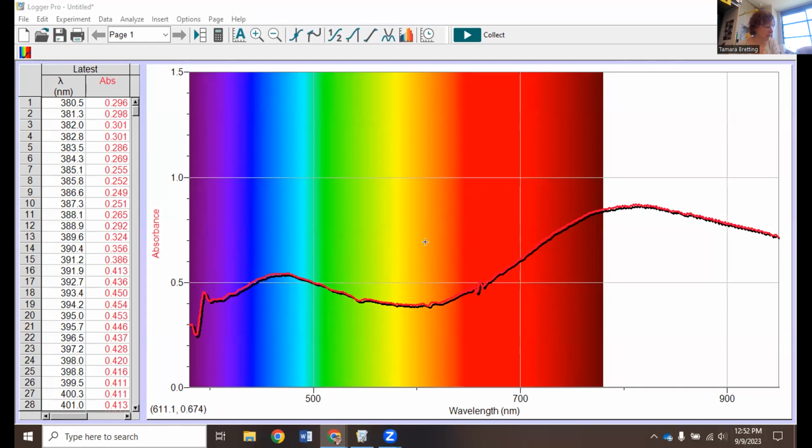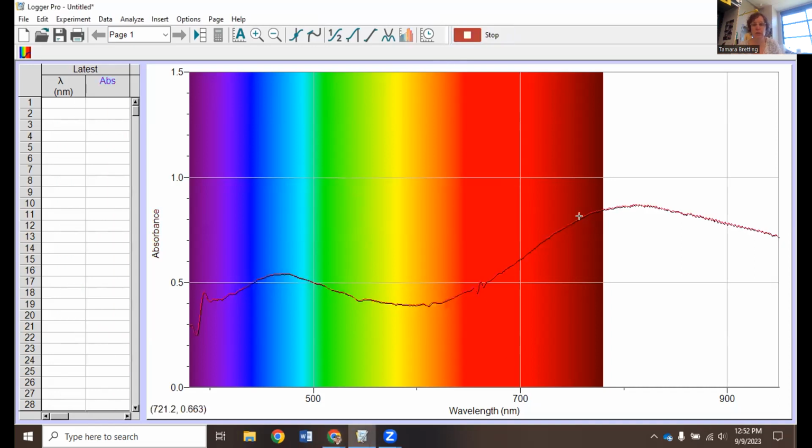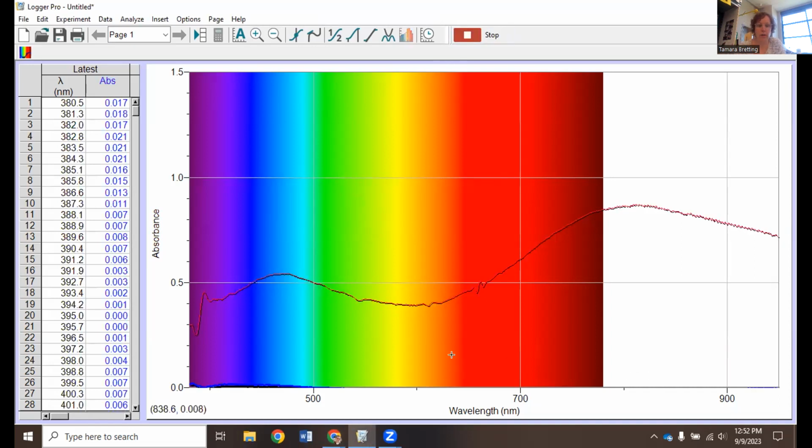Okay, so now I'm going to switch this out, and I'm going to put the zinc nitrate in there. Now remember, our zinc nitrate is colorless. So we're going to do our collection, and this time I'm going to store it so we can still see the line for the copper nitrate. Okay, so I'm going to stop my collection here. We see we have a little tiny bit of absorption here, but I wouldn't say zinc nitrate absorbs well anywhere, because even this is less than 1/10 on the absorbance scale.